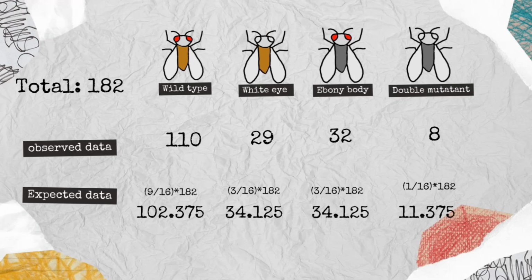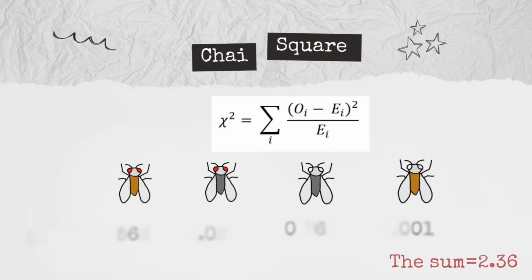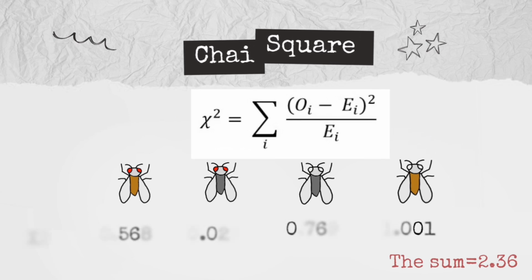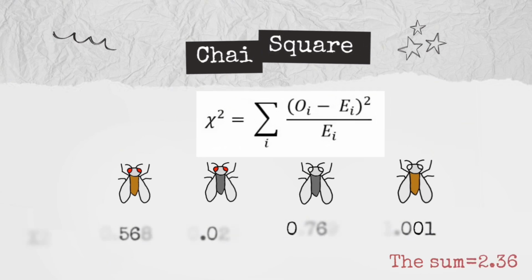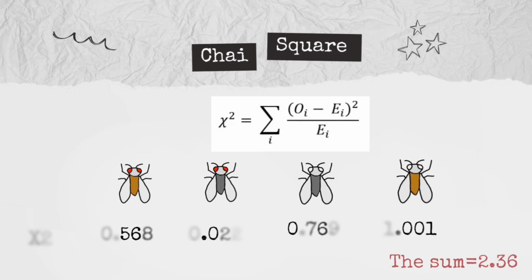We obtained 110 wild-type, 29 white-eye, 35 ebony, and 8 double mutant Drosophila, for a total of 182 Drosophila. The expected data were calculated, and they are equal to 102.375 for wild-type, 34.125 for white and ebony, and 11.375 for double mutant Drosophila. We calculate the chi-square for each phenotype, and we got 0.568 for wild-type, 0.022 for ebony, 0.769 for white-eye, and 1.001 for double mutant Drosophila.